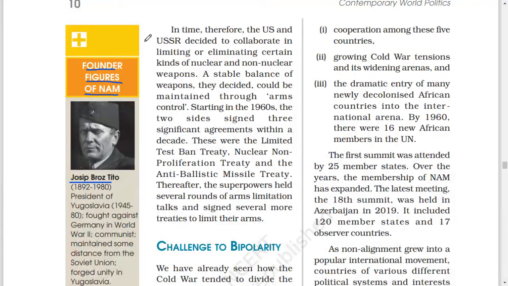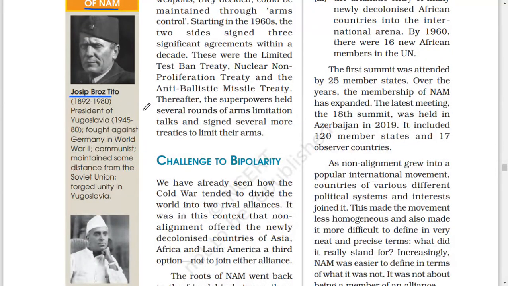In time, therefore, the US and USSR decided to collaborate in limiting or eliminating certain kinds of nuclear and non-nuclear weapons. A stable balance of weapons they decided could be maintained through arms control. Starting in the 1960s, the two sides signed three significant agreements within a decade. These were the Limited Test Ban Treaty, Nuclear Non-Proliferation Treaty, and the Anti-Ballistic Missile Treaty. Therefore, the superpowers held several rounds of arms limitation talks and signed several more treaties to limit their arms.